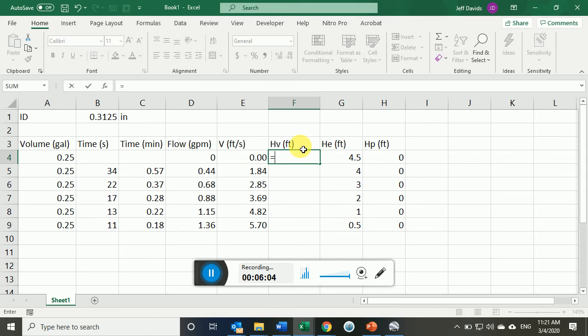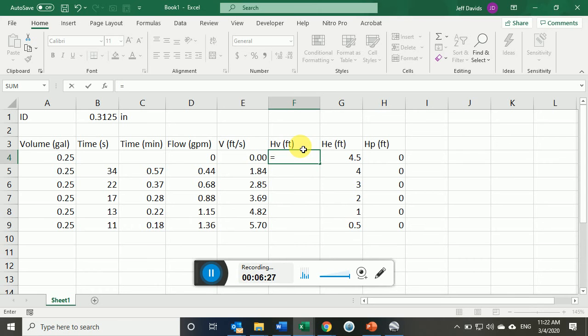We're close. There is a 2, there is a g, and there is a v. V squared over 2g. Okay. I know that not everybody has these equations memorized, but this is a good one to know. V squared over 2g. This is my velocity head. Okay.